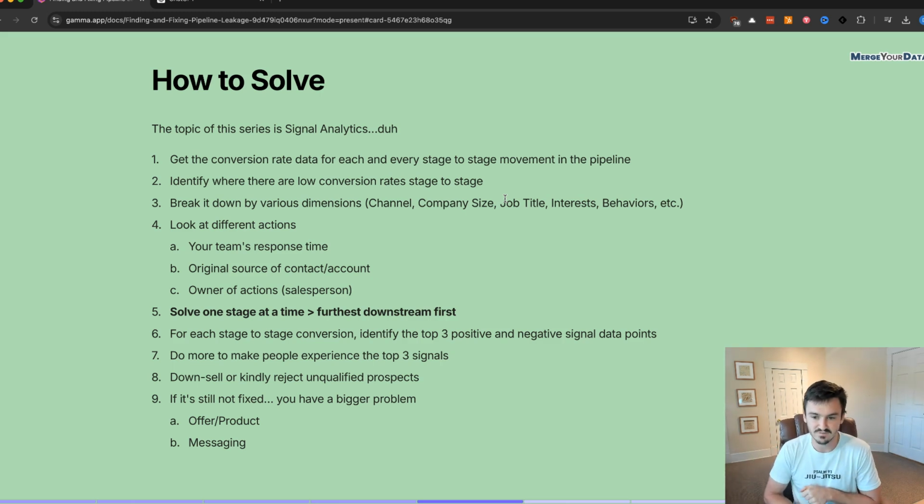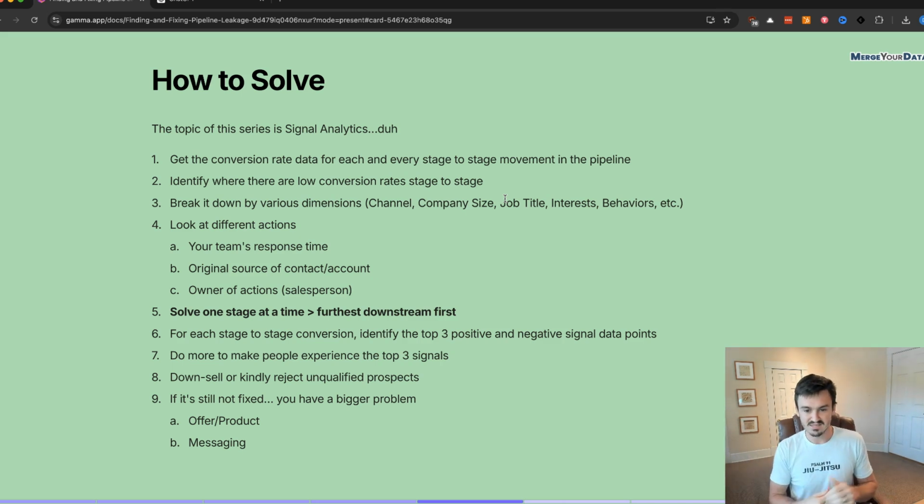Six, for each stage conversion, identify the top 3 positive and negative signal data points. We go over this every video. If you can identify what these signal data points are from one stage to convert to the next one, you'll be able to see which ones you should be pursuing and paying attention to and trying to make people do more of, and which ones you should use to downsell and politely reject that prospect to save brand, obviously.